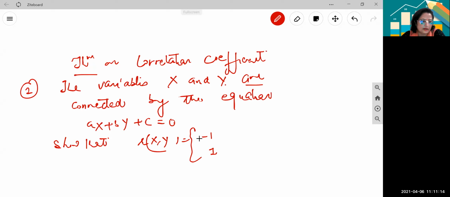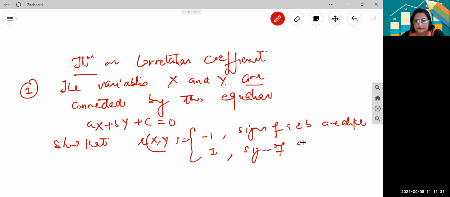It is -1 when the signs of a and b are alike, right? And 1 when the signs of a and b are different. This we want to prove. So they are connected by this equation ax plus by plus c is equal to 0. So let's start the proof.